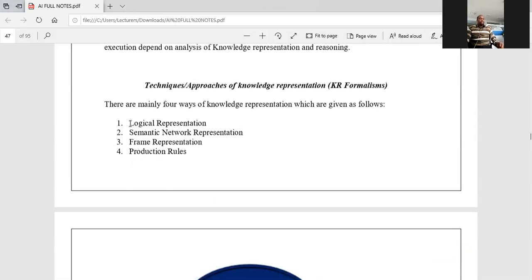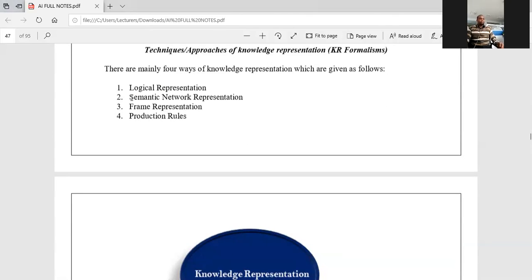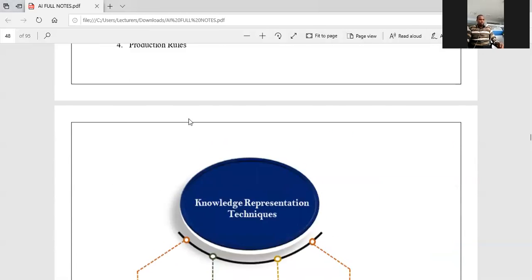So there is what we call logical representation. That's one of the representation schemes or representation formalisms. There's semantic network representation, frame representation, and production rules representation.